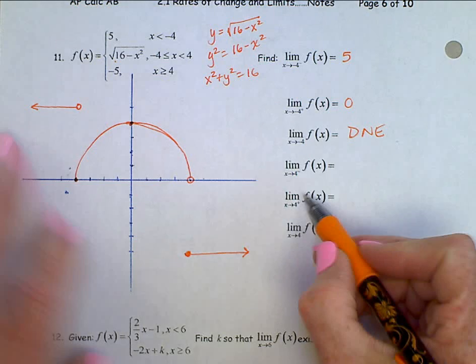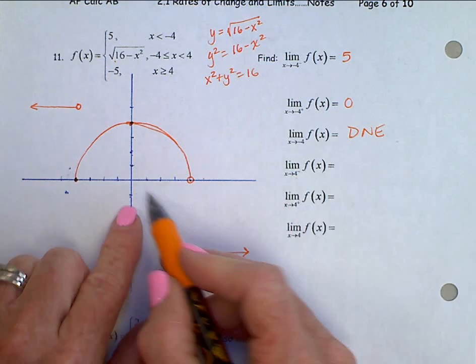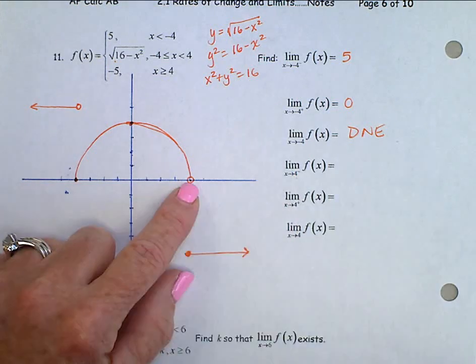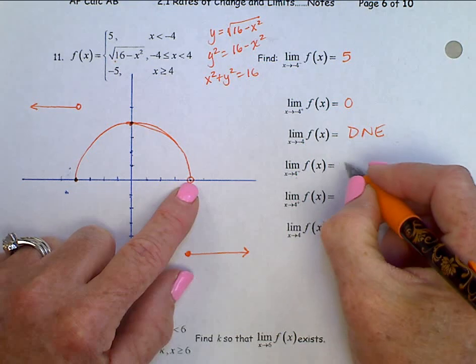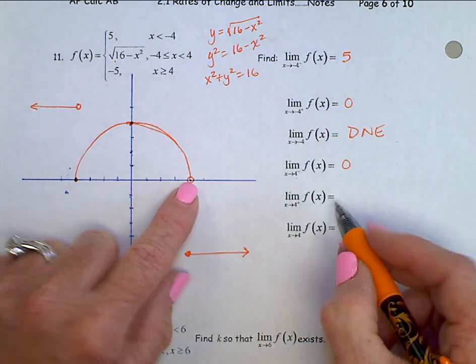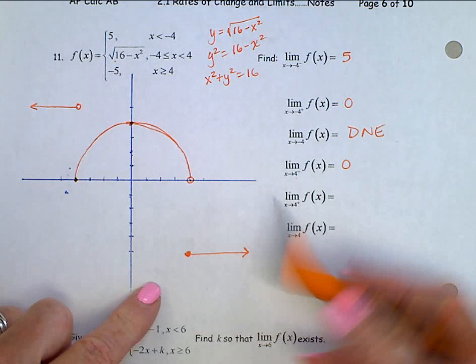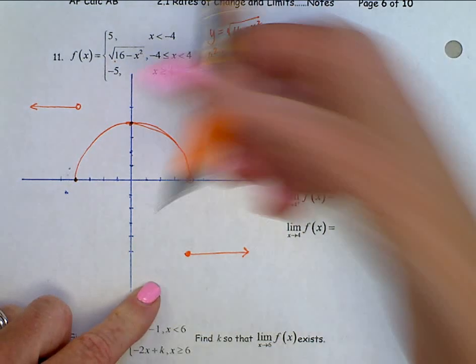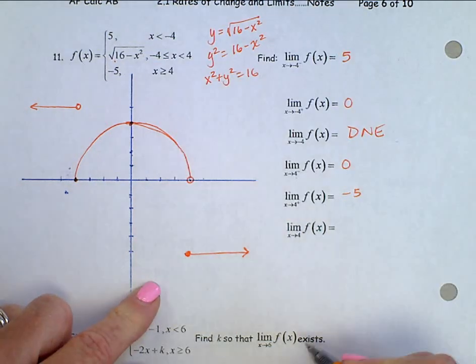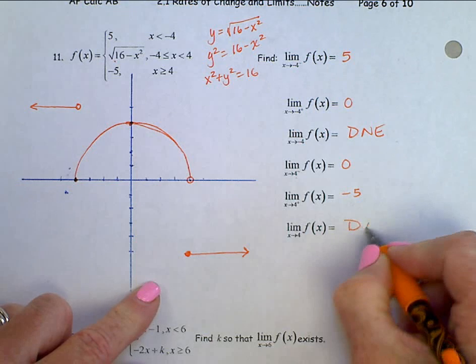The limit as x approaches 4 from the left, those y values are going towards 0. Approaching 4 from the right, coming this way, those y values are staying at -5. So again, this limit does not exist.